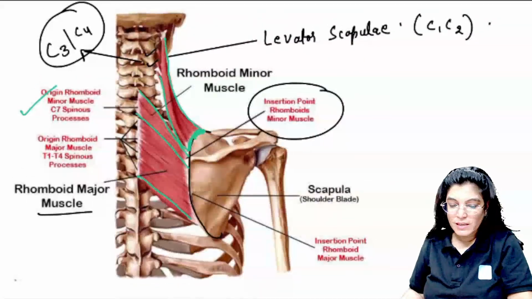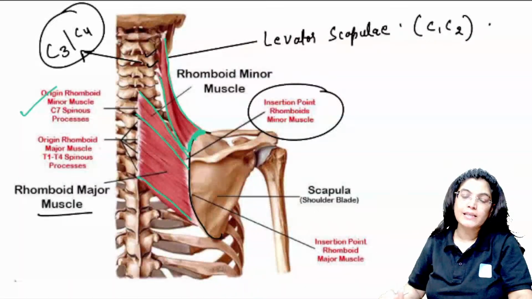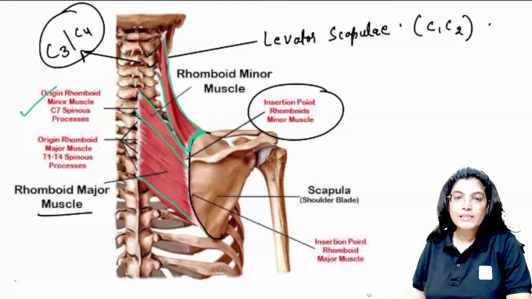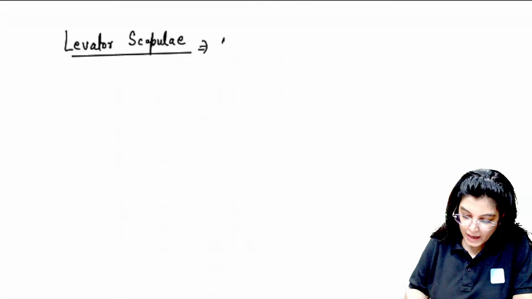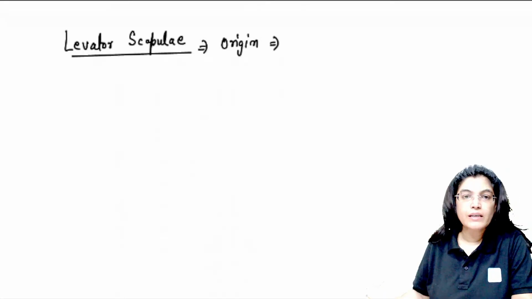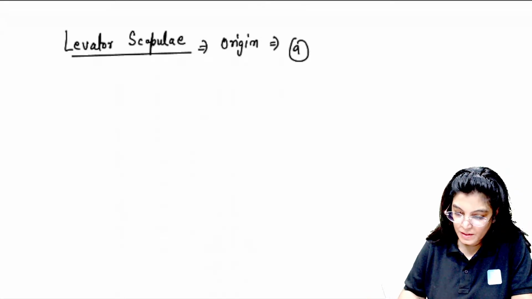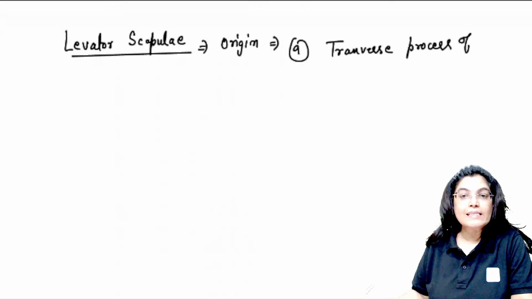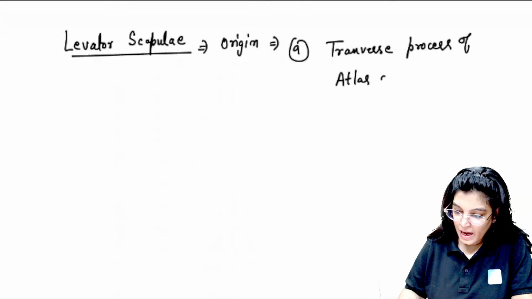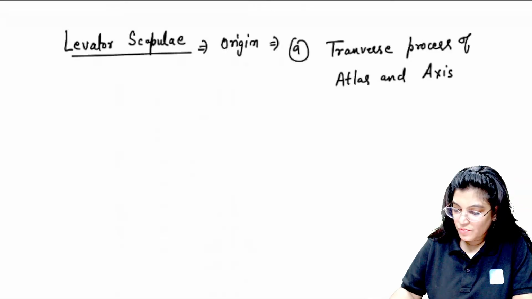So these three muscles connect the scapula with the axial skeleton. You can see the vertebral column is connected here. So let's move on with the origin and insertion of these three muscles. The first muscle is the levator scapulae muscle. Levator scapulae is a slender muscle. Where does it originate? It originates from the transverse process of atlas and axis cervical vertebra.